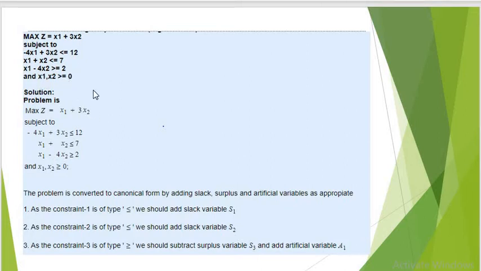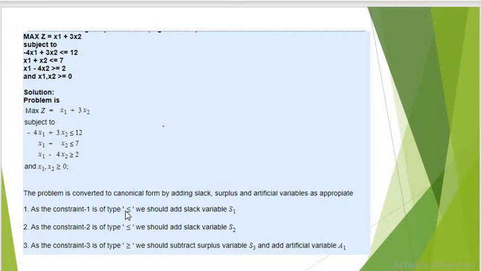Here we can see that there are two variables x1 and x2 and three constraints. Two constraints are less than or equal to, and the third constraint is greater than or equal to type. Now the problem is converted to standard form or canonical form by adding slack, surplus and artificial variables appropriately.